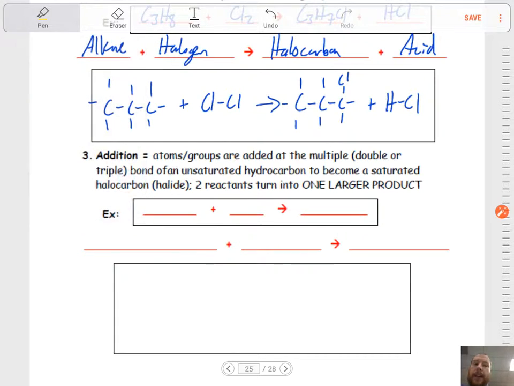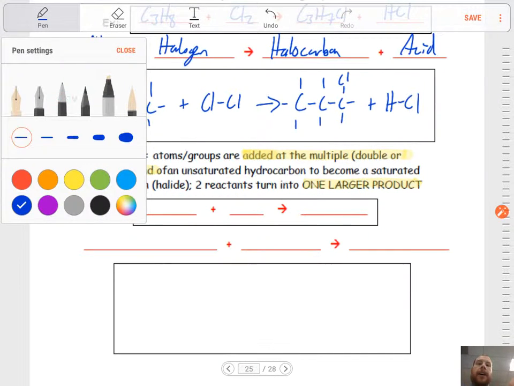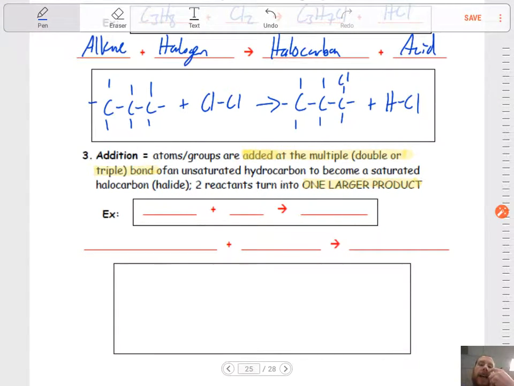Addition reactions, like they say, guys, they're adding, so you're adding different atoms to multiple bonds. Okay, so added at the multiple, which is a double or triple bond of an unsaturated hydrocarbon. So it becomes a saturated halocarbon. Two reactants turn into one larger product. That's the key you want to make note of, guys. You're adding two things together to get one larger product. So if you remember back to our reactions unit, it's kind of a synthesis reaction. So keep that in mind.